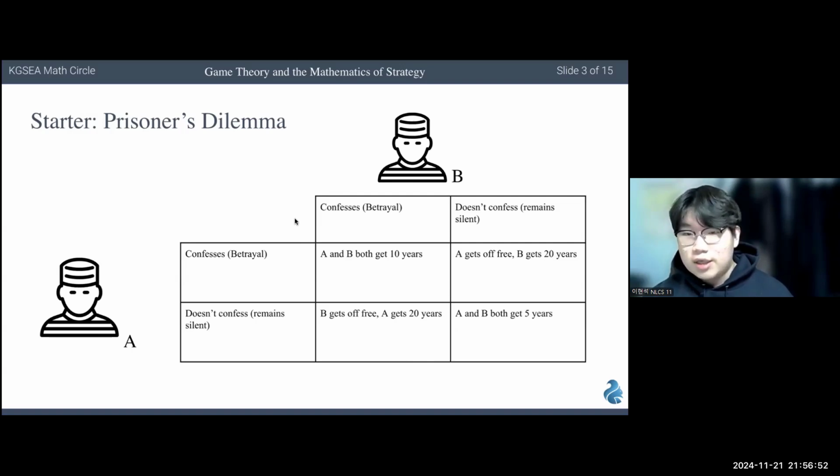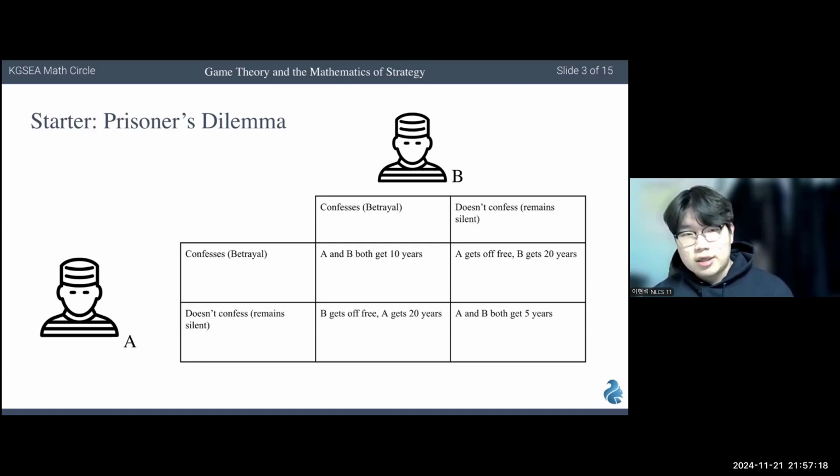In this situation, if they both confess, they each get 10 years in prison. If one confesses and the other remains silent, the confessor goes free while the silent person gets 20 years in prison. However, if they both remain silent, they each get 5 years in prison. This is a dilemma which highlights how individual rationality can lead to suboptimal group outcomes.